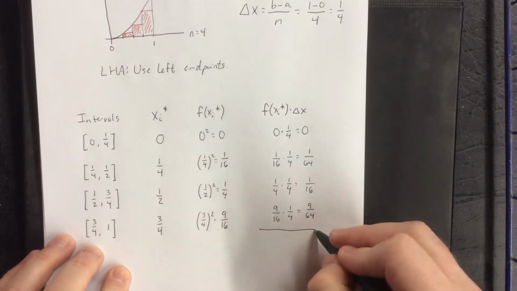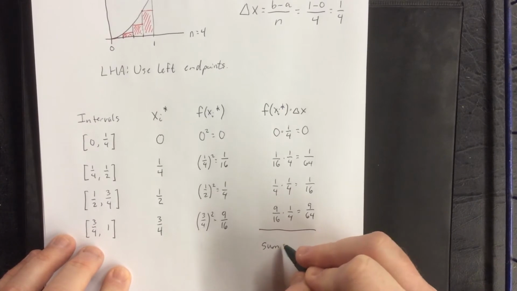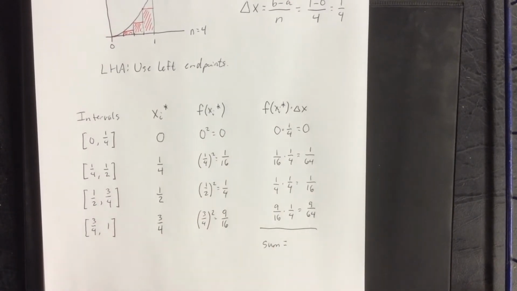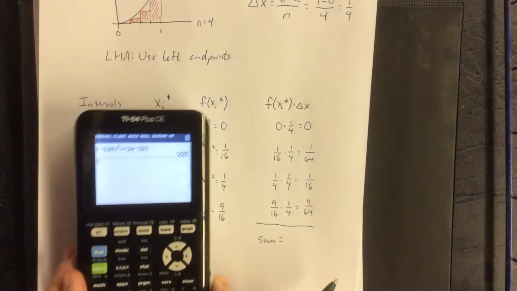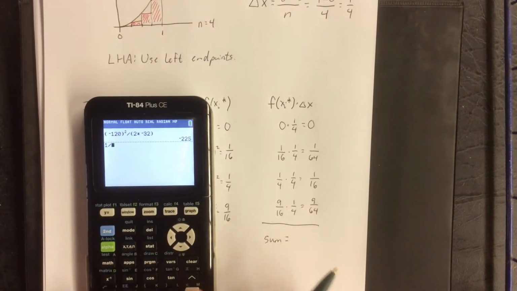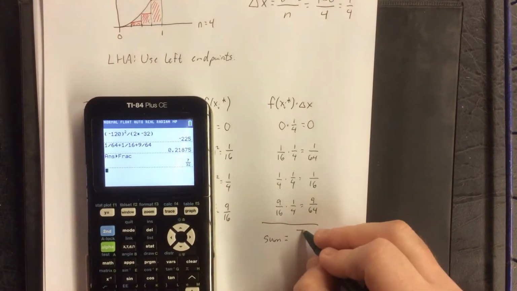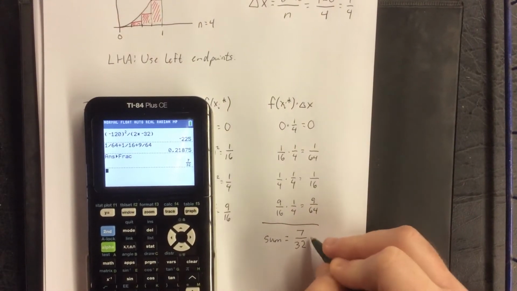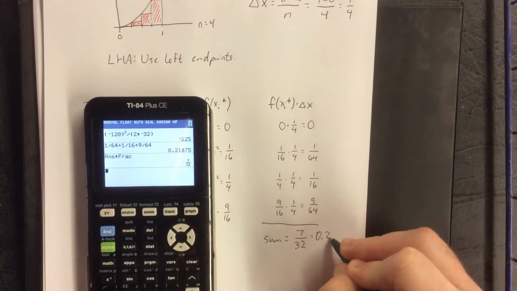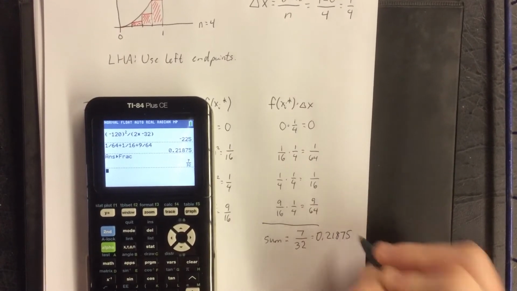If I add all of these up, this is going to give me an approximation of the total area. This is where the calculator is going to come in handy. We'll do 1 over 64 plus 1 over 16 plus 9 over 64. Math enter enter tells me that this is 7/32, or 0.21875.